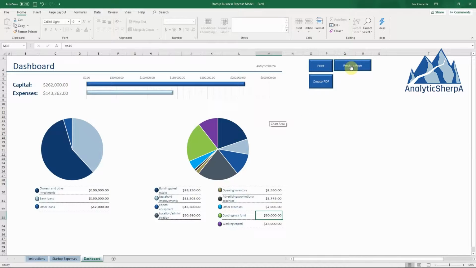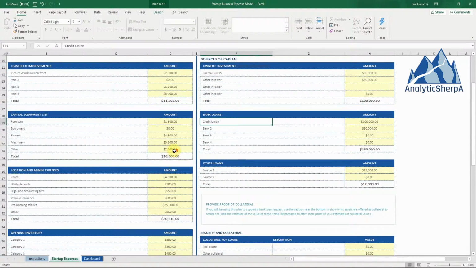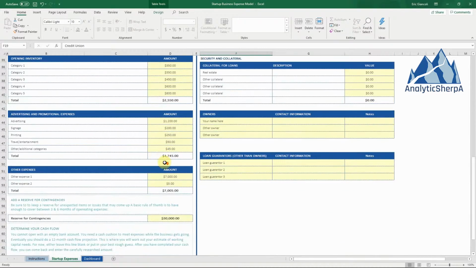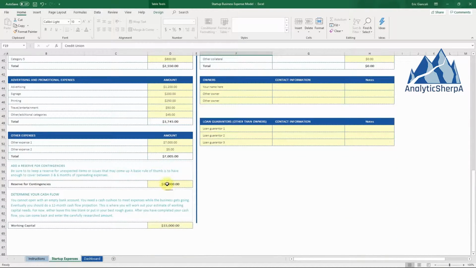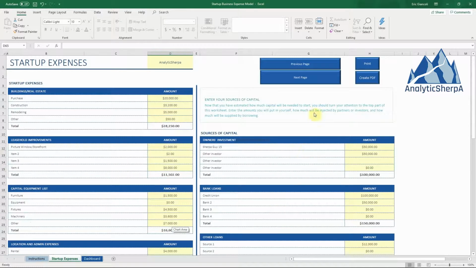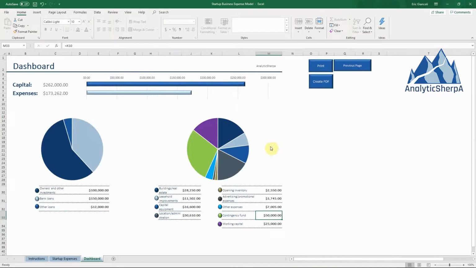Let's go back to the previous page here and let's bump up our contingency and our reserve. So let's make this 50,000. Okay. And let's make this 25,000. So let's go back to the next page here to our dashboard. And now look at what we have here. We still have a surplus but it's a little more even.